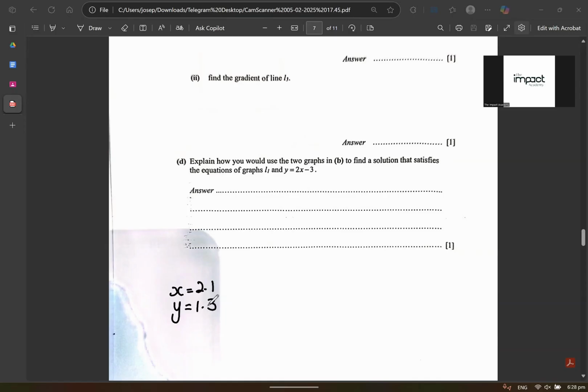Okay, so how are you gonna explain? How to use the two graphs in B to find a solution and satisfy? You just say, I would find the intersection point. Can you understand or don't understand? Of what? Line L1 and y equals to 2x minus 3. Are you understanding or not understanding? Okay, I'll just basically find the intersection point. That is the whole idea of using graphical method.